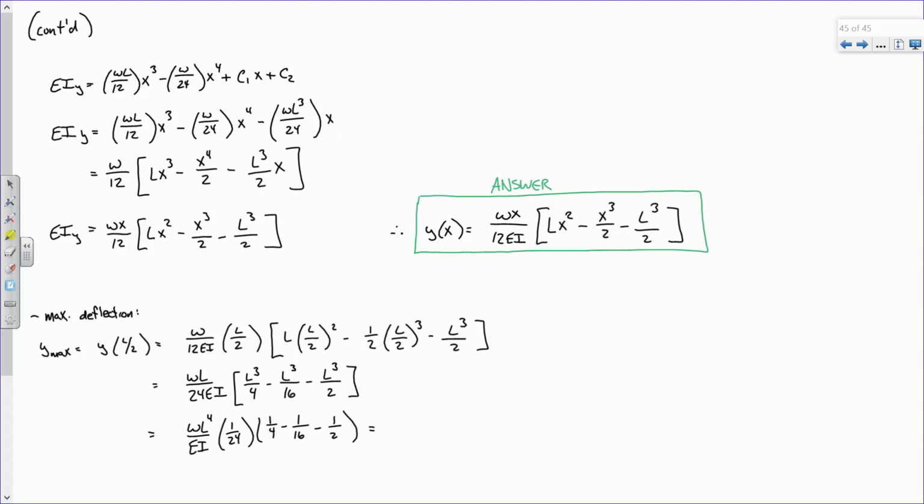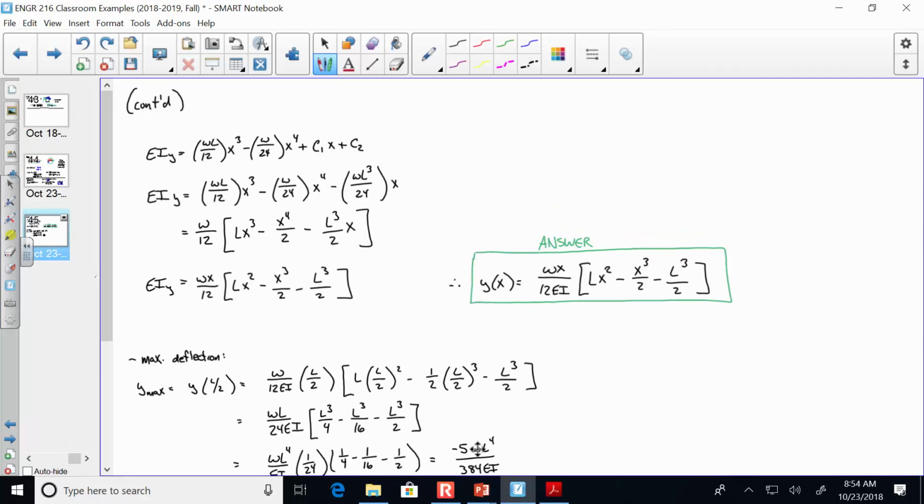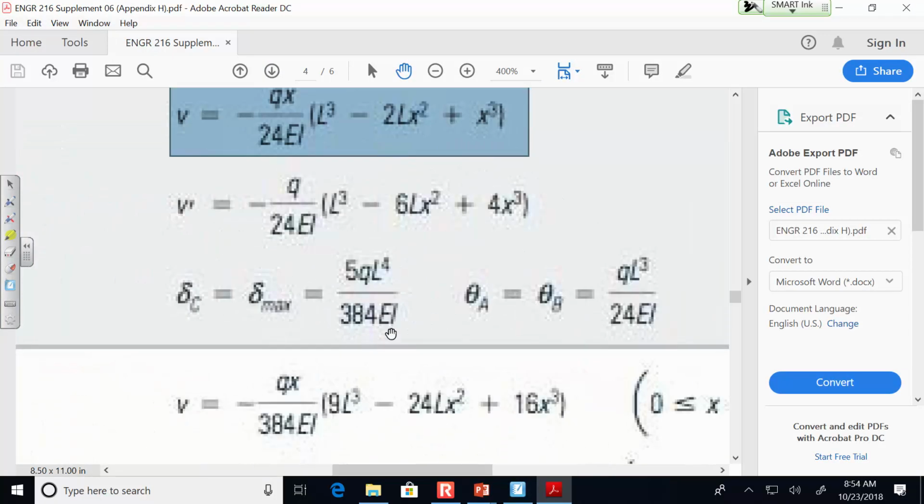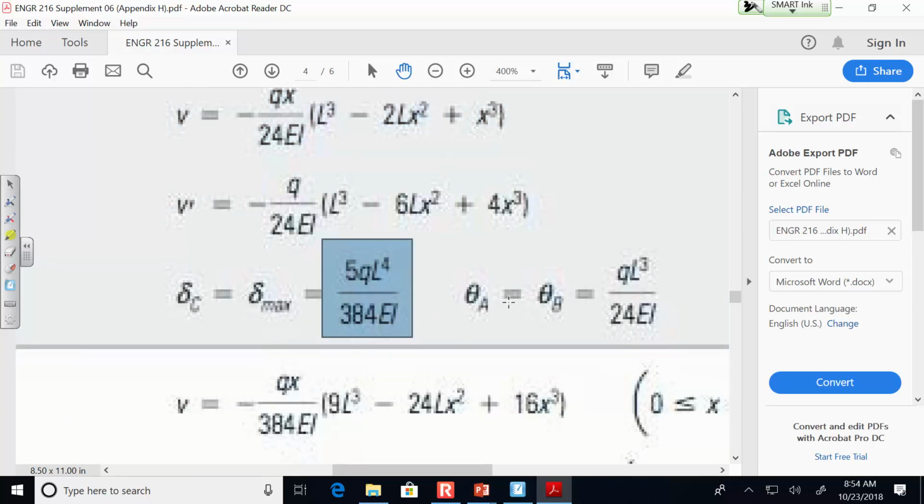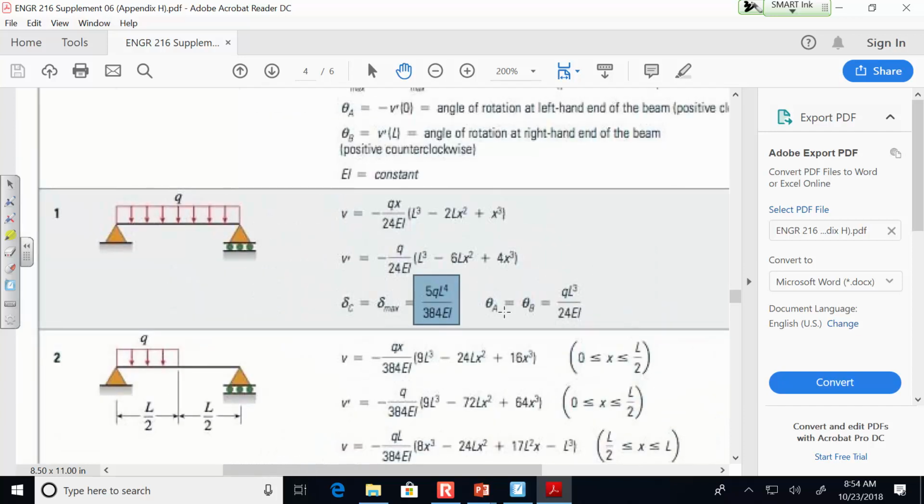Well, but then there's 24. Now times the 24th. And that's what they got right here. Now they're using Q instead of W, but there you go.